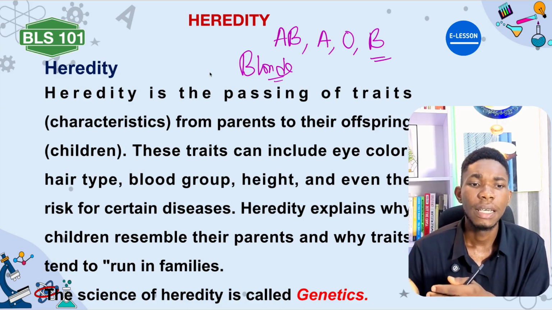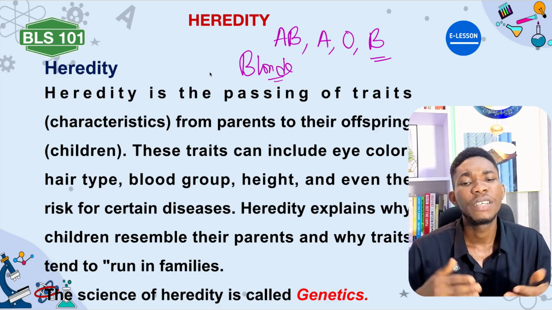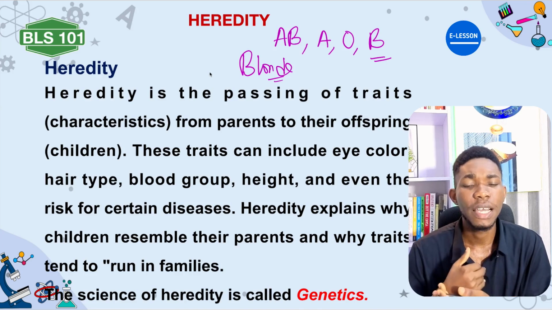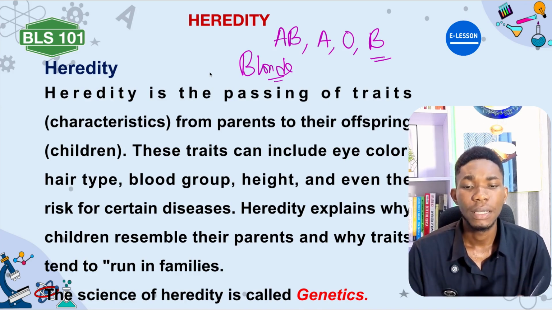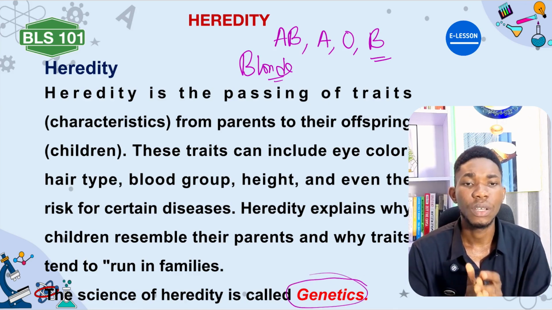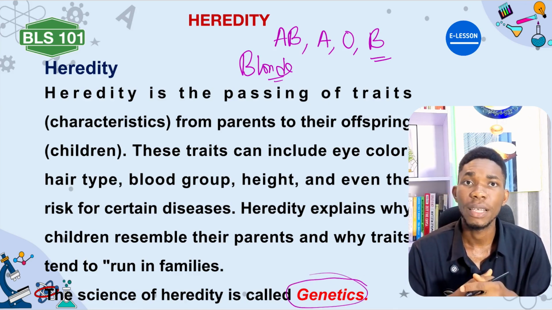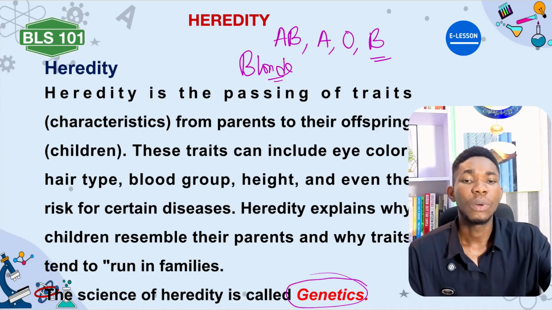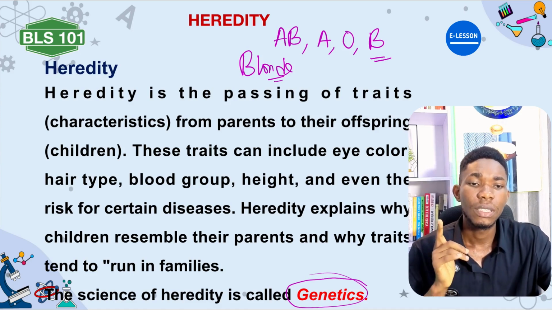Are you getting it? Now, heredity explains why children resemble their parents and why traits tend to run in families. And we said that the science of heredity is called what? Genetics. You should take note of that. The science of heredity is called what I just said, genetics. Is that okay? Science of heredity is called genetics.